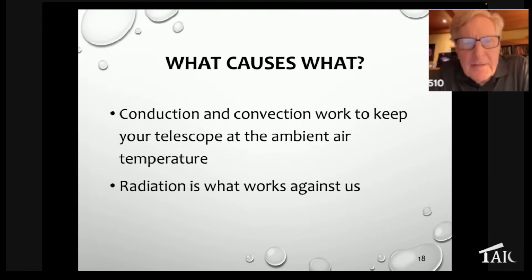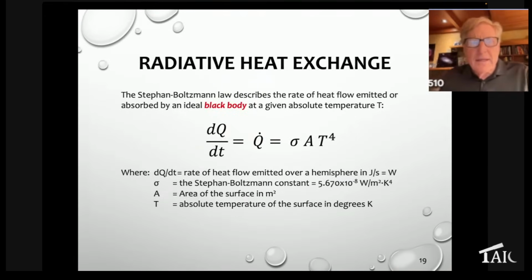So when we talk about our telescope, the question is, what causes what? Conduction and convection from the surrounding air work to keep your telescope at the ambient air temperature. Okay, so the telescope is surrounded by this air that is below the dew point, and through conduction and convection, it's trying to keep the telescope at the ambient temperature. It's radiation that's working against us. And radiative heat exchange goes by the Stefan-Boltzmann law, which describes the rate of heat flow emitted or absorbed by an ideal black body at a given absolute temperature.